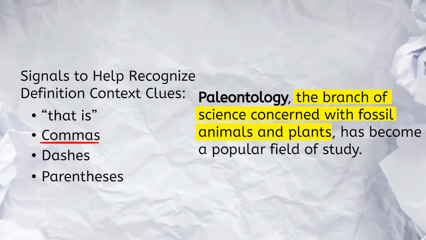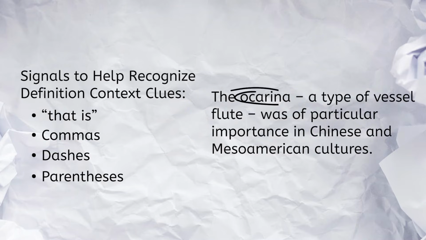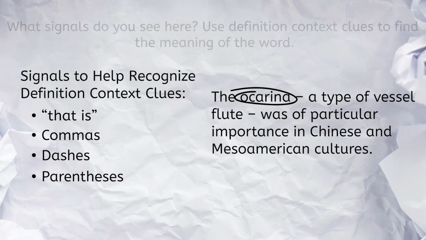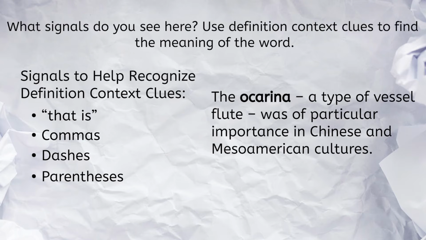Now it's your turn. Look at the following sentence and determine the definition of ocarina. What signals do you see here? Use definition context clues to find the meaning of the word. Pause here and answer in your PDF. The dashes are the signals that surround the definition of ocarina. Because of that, we know that an ocarina is a type of vessel flute.